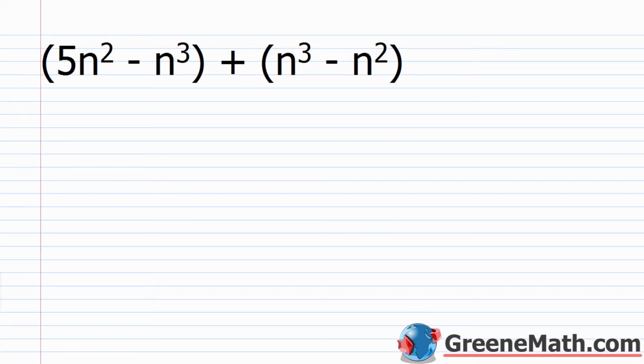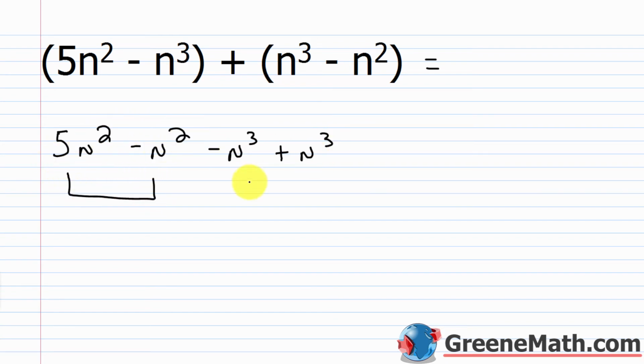All right, so we have 5n squared minus n cubed. And we're adding to this n cubed minus n squared. So again, just put your like terms next to each other. So I have 5n squared and I have negative n squared. So I'd have 5n squared. You can put minus n squared, or you can put plus negative n squared. Doesn't matter. And then I have minus n cubed, and I have plus n cubed. Okay? So everything's written next to each other. So these are like terms, same variable, same power. And then these are like terms, same variable, same power.